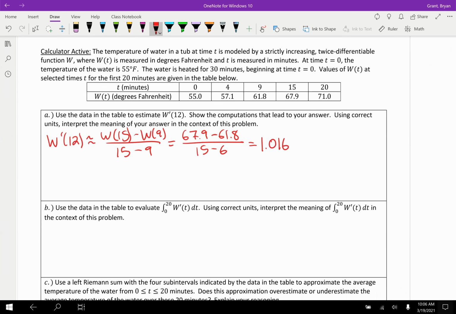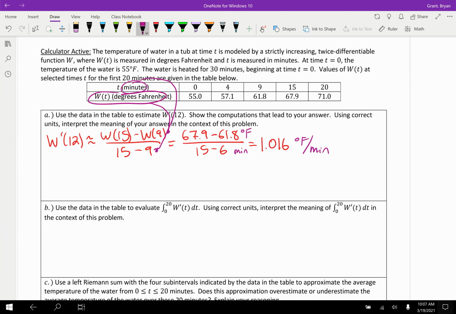Okay, what about my units? Well, W has units of degrees Fahrenheit, and t has units of minutes. So I see degrees Fahrenheit per minute, degrees Fahrenheit per minute. Right? Let the table guide you.